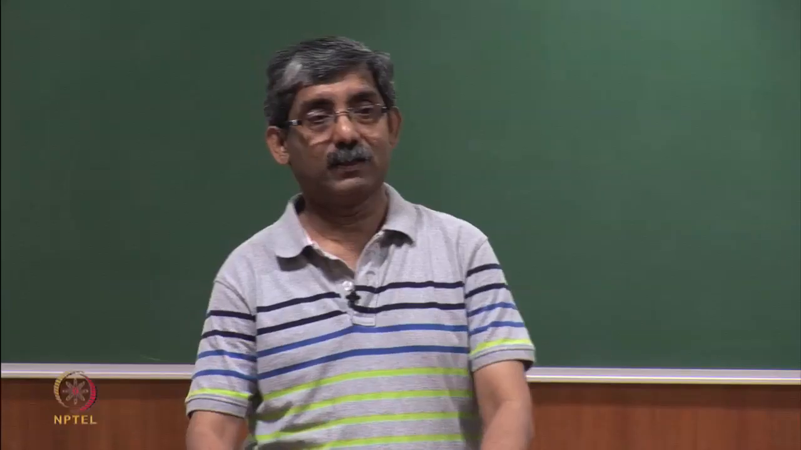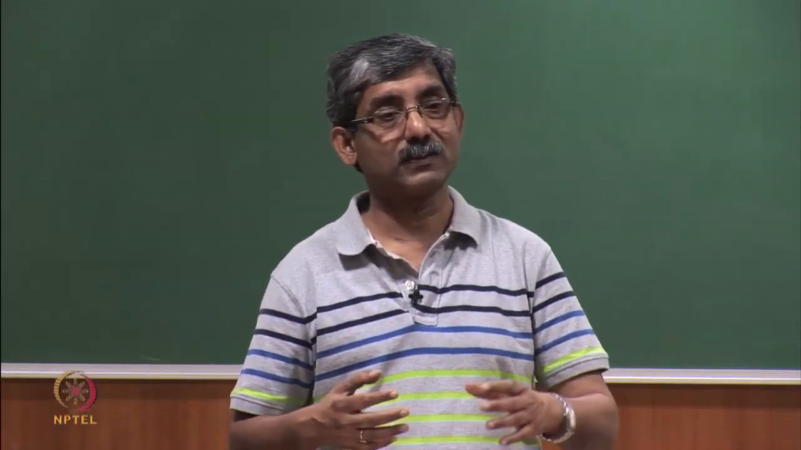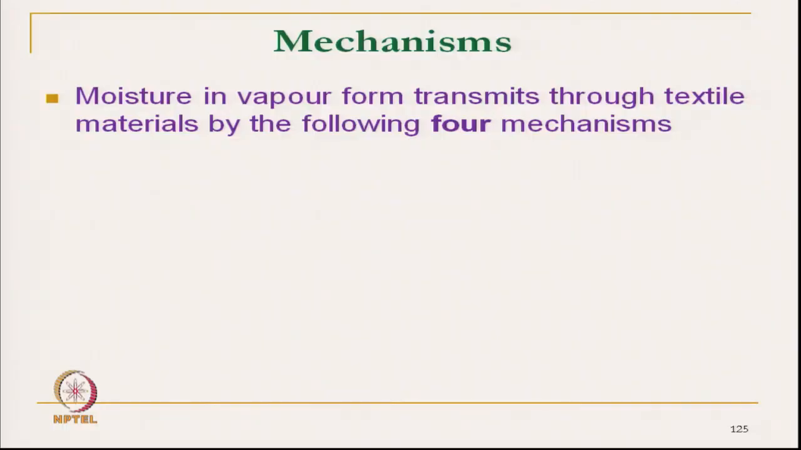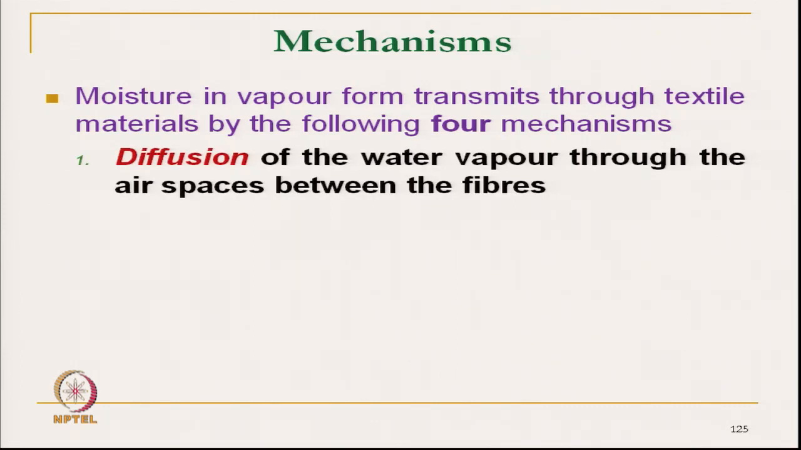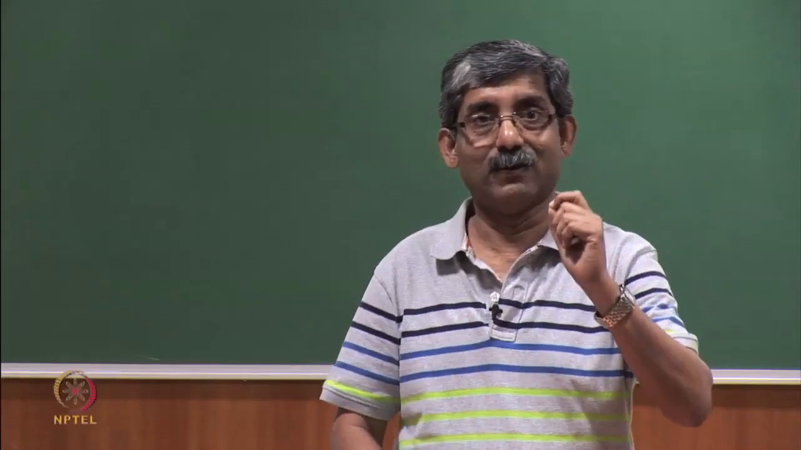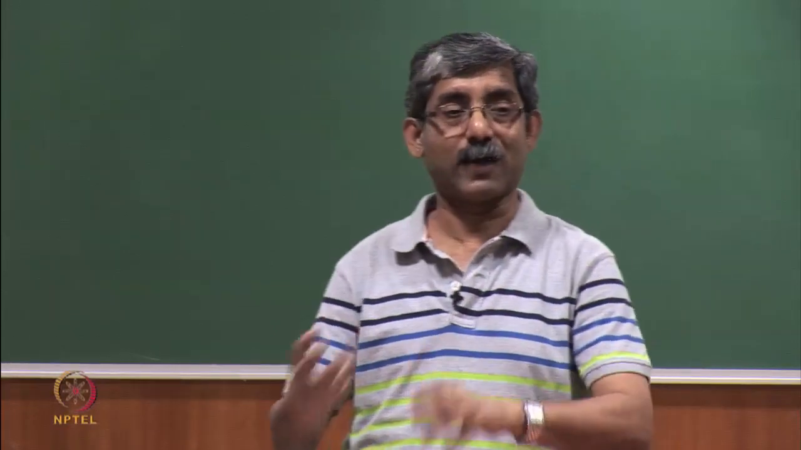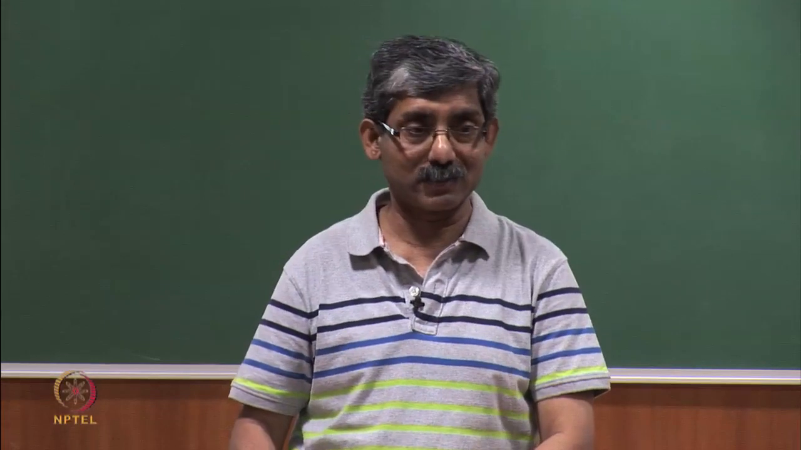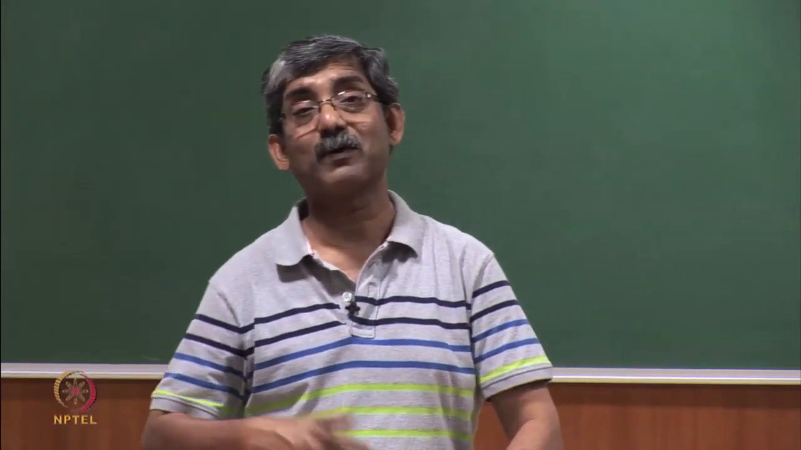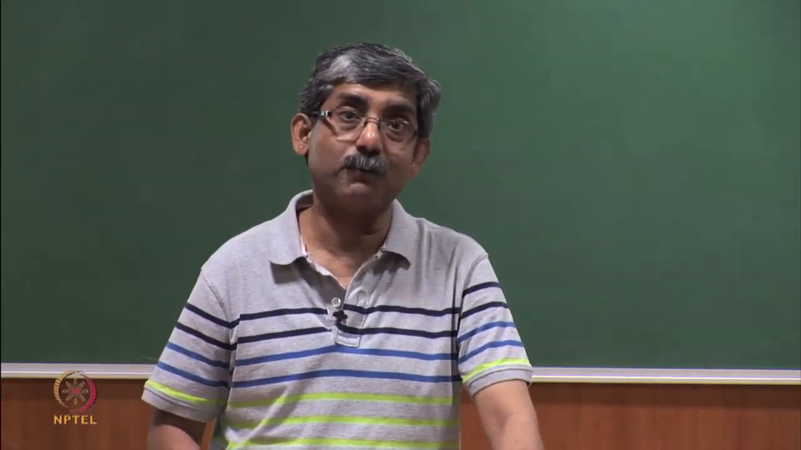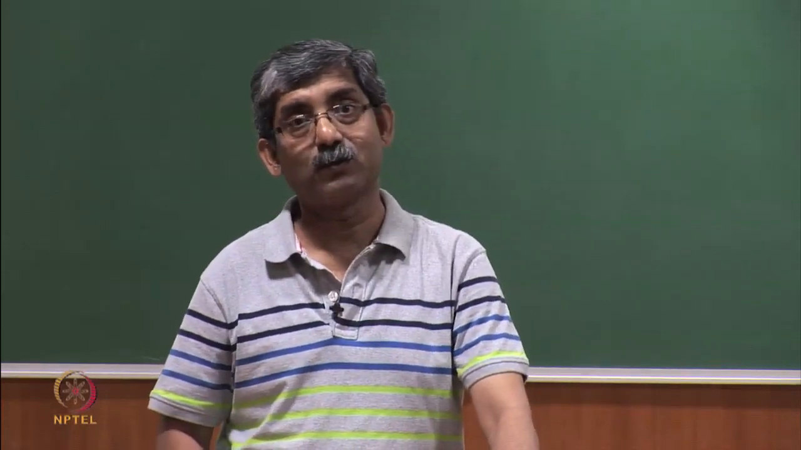Basically, the moisture transmission through the fabric layer follows four mechanisms. First is diffusion of water vapor through the air space between the fibers. So, diffusion takes place through the air pockets. If the air pocket is not there, and the fabric is totally compact, solid material, there won't be any diffusion. For diffusion to take place, there has to be some air pocket. So, if we can create air pockets within the fabric structure, then we will enhance the moisture vapor transmission through diffusion, which is the predominant principle of moisture transmission through textile material.